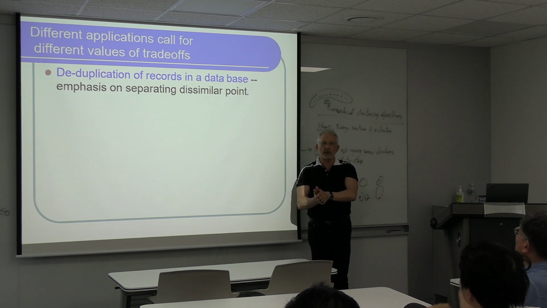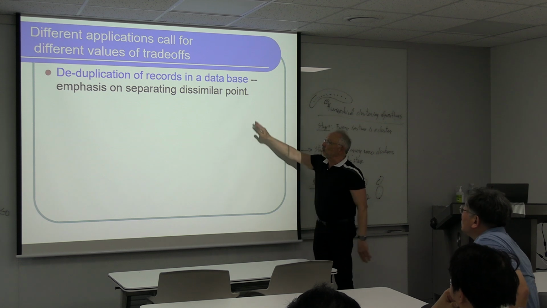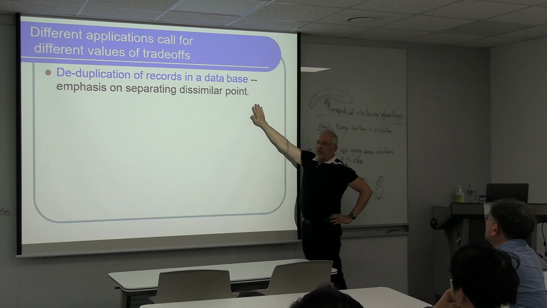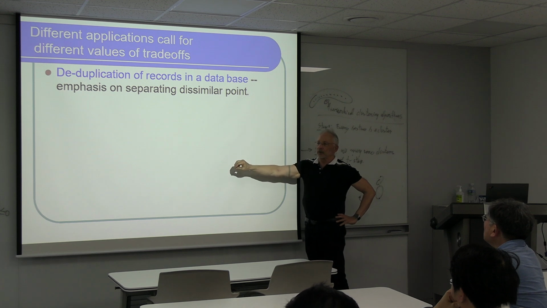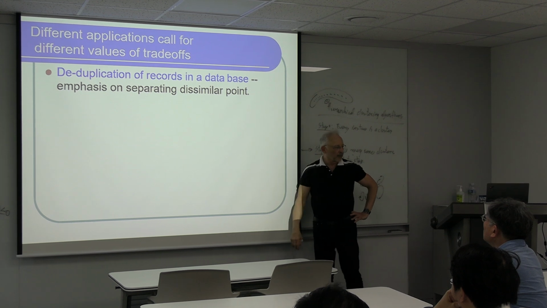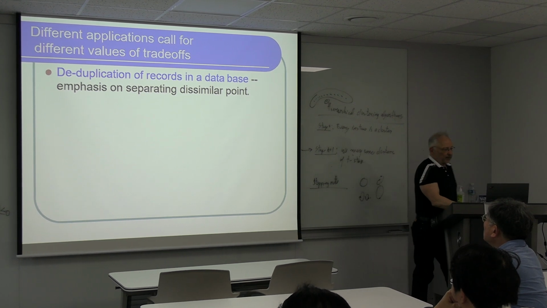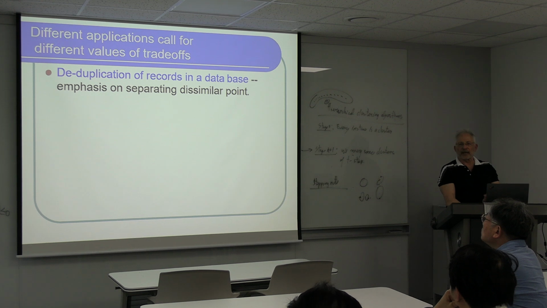And clustering for deduplication, the main emphasis is that you want these dissimilar points not to end up in the same cluster. You don't want to claim that dissimilar points are the same. Okay? So here is an example where we want to emphasize don't merge far points.